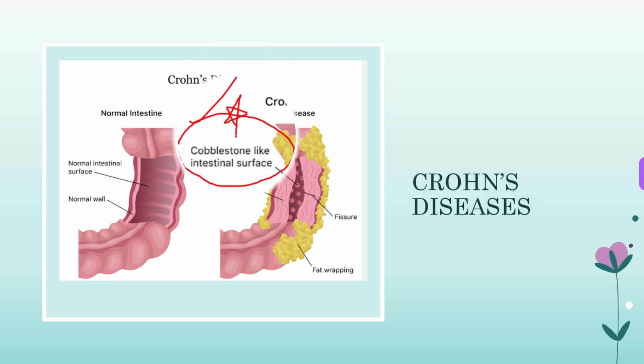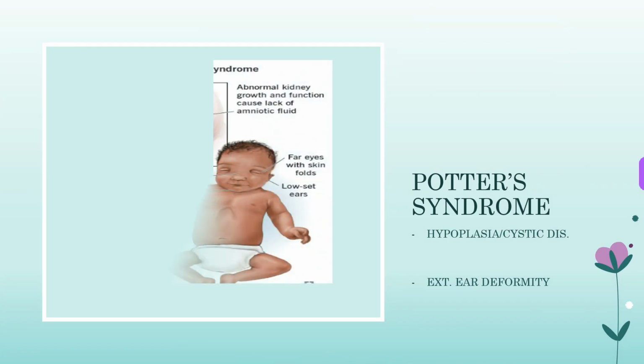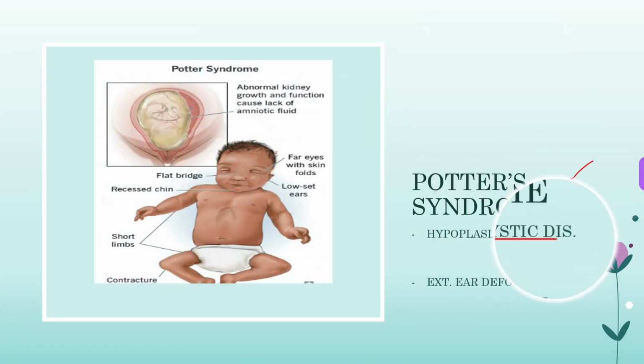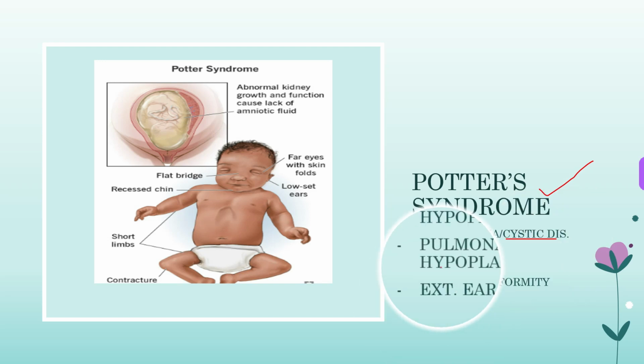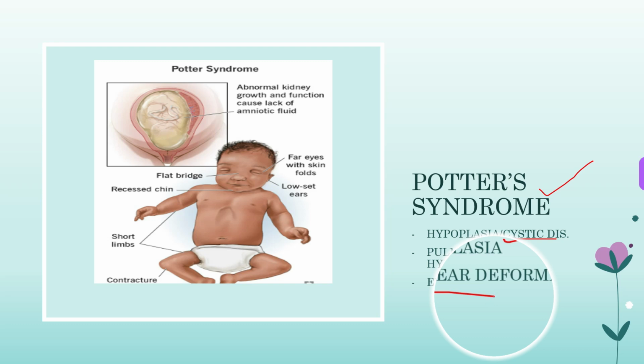Next we have a very important syndrome, that is Potter's syndrome. Potter's syndrome is characterized by hypoplasia or cystic disease, pulmonary hypoplasia and external ear deformity. Again, I'm repeating this: Potter's syndrome is characterized by hypoplasia or cystic disease, pulmonary hypoplasia, external ear deformity. I hope this is clear to you.